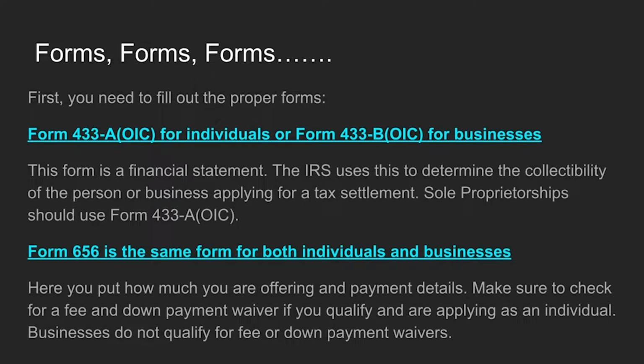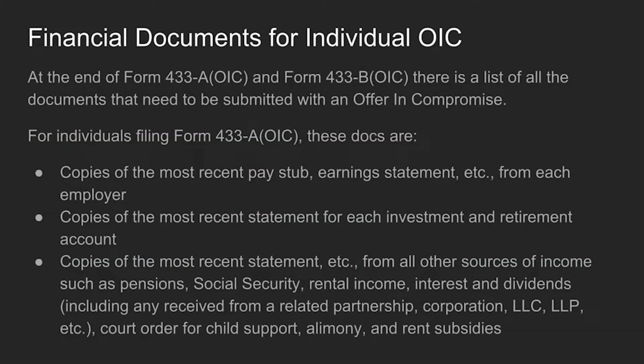Now, Form 656 is the same form for both individuals and businesses. Here you're going to put how much you are offering and payment details. Make sure to check for a fee and down payment waiver if you qualify and are applying as an individual. Businesses are not going to get that fee or down payment waiver.